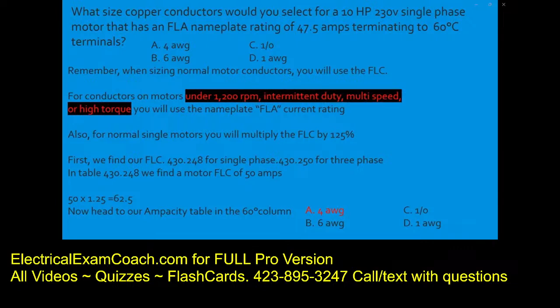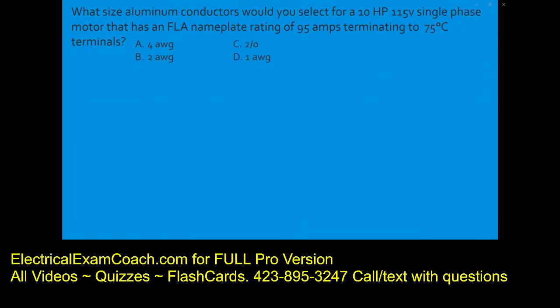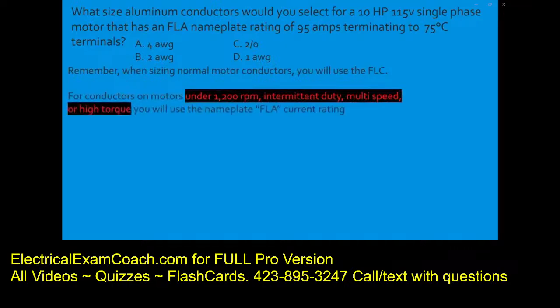Great job. What size aluminum conductors would you select for a 10 horsepower, 115 volt single phase motor that has an FLA nameplate rating of 95 amps terminating to 75° C terminals? We're going to use the motor FLC for normal motor conductors. Also, with these motors, we're going to use the FLA. For single motors, we're going to multiply the FLC by 125%.